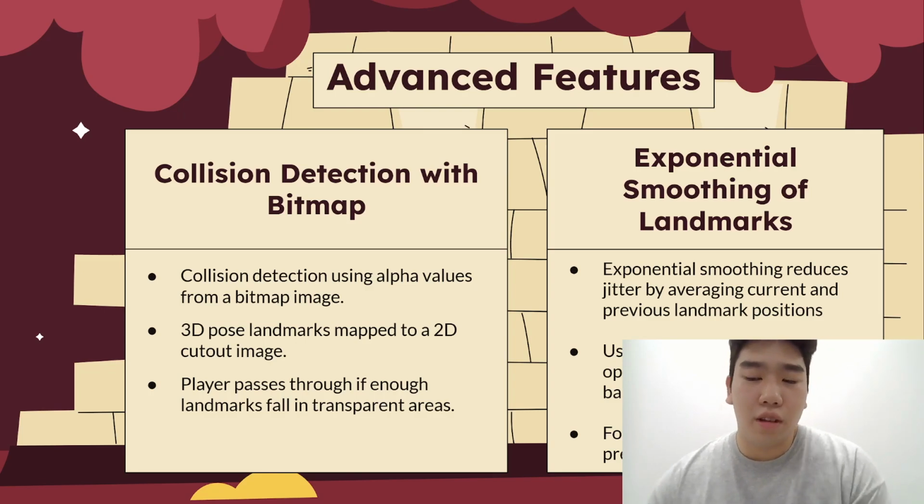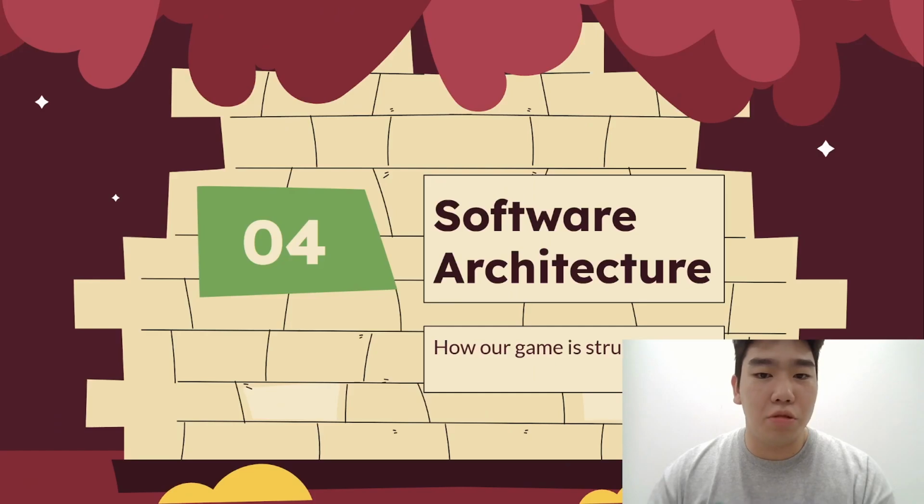The second feature that we'd like to talk about is the exponential smoothing we have done on the landmarks, which aims to reduce jitteriness by averaging the current and previous landmark position. We used a smoothing factor of 0.9 for optimal responsiveness and stability, and this was the formula used. Next, I'll hand over my time to George, who will share more about the software architecture.